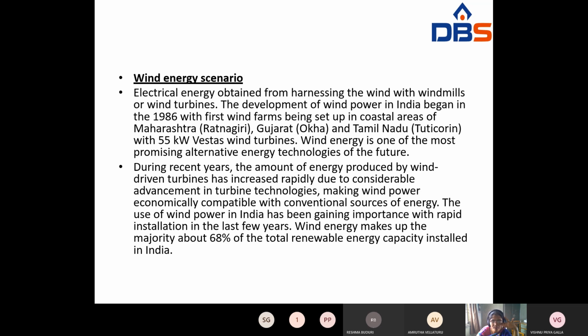Wind energy makes up the majority of the total renewable energy capacity installed in India. Compared to all renewable energy sources, wind has 68% of the installed capacity. If we take 100% of the electrical energy produced using renewable energy sources, 68% is produced using wind.